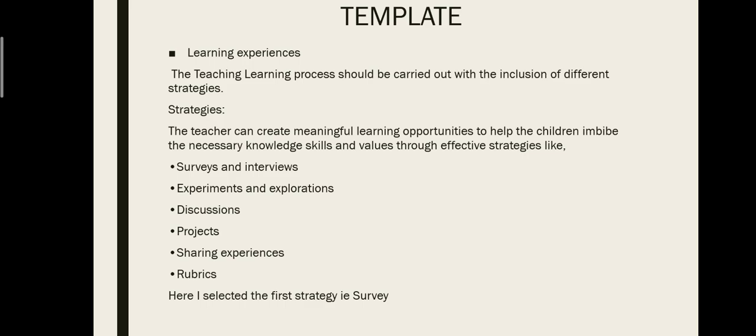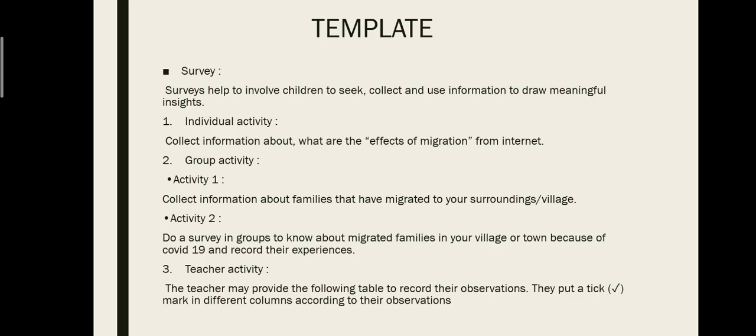Here I selected the first strategy. Let us see the survey. What is meant by survey? Survey helps to involve children to seek, collect and use information to draw meaningful insights. Under that, I covered three activities. The first activity is an individual activity: collect information about the effects of migration from the internet. This is the individual activity.